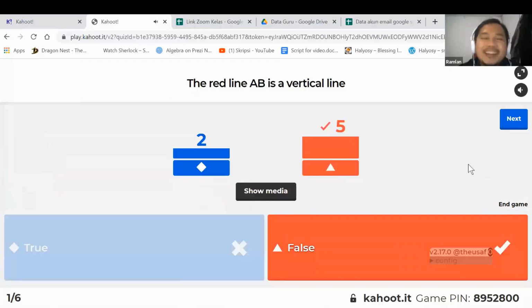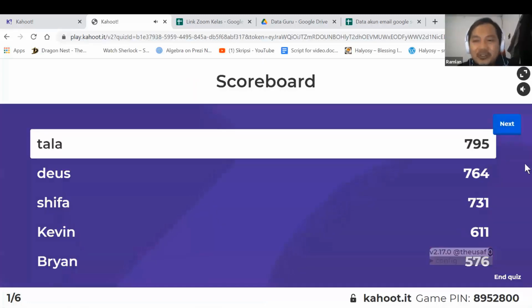Okay, guys. So a vertical line is the one that's going up and down. Do you know what we call that? So what do we call it if it's not a vertical line? It's a horizontal line. Thank you very much. Okay, it's okay, guys. If you forgot, no problem. Let's go to the next question. Okay, let's see the score first. Here we go.